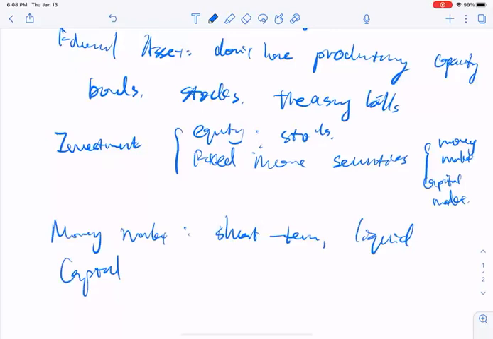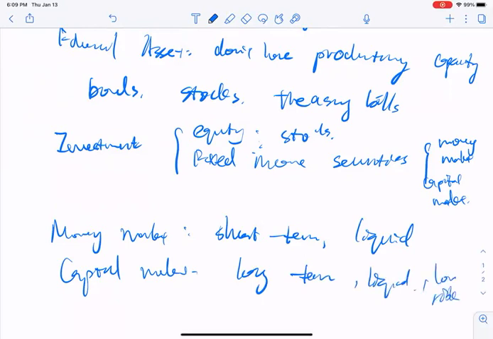Capital market: long-term, still liquid, generally low risk. What is that? Usually bonds. Bonds are usually long-term, right? A year, 5 years, or 10 years. And sometimes you have short-term bonds as well. But when we're talking about long-term, it's usually low risk because most bonds are endorsed by the company or the government, right? And it's usually very liquid. If you sell your bonds today, most likely you can find some buyers who are willing to buy your bonds, right?